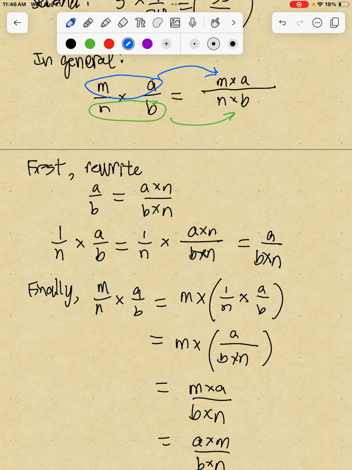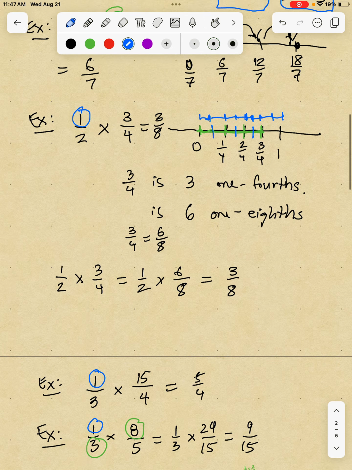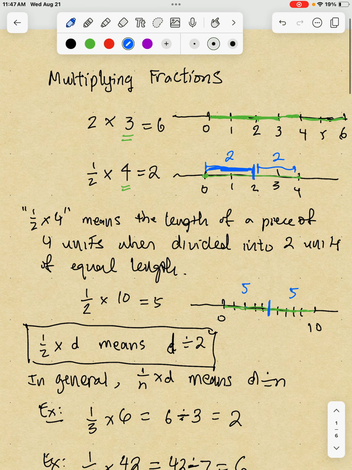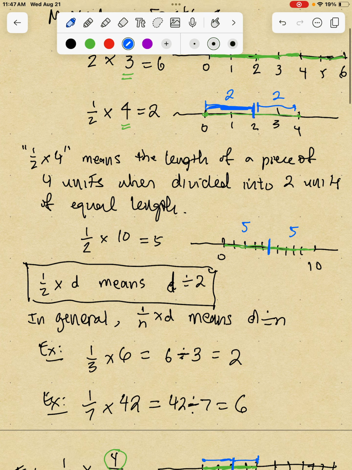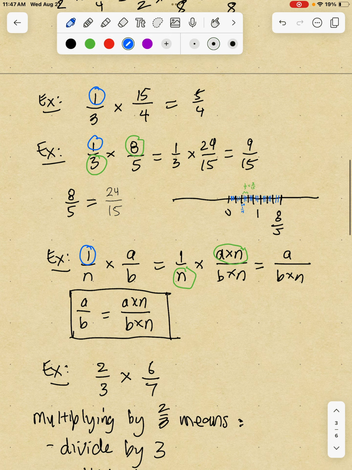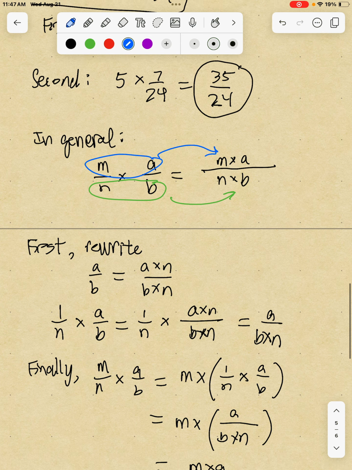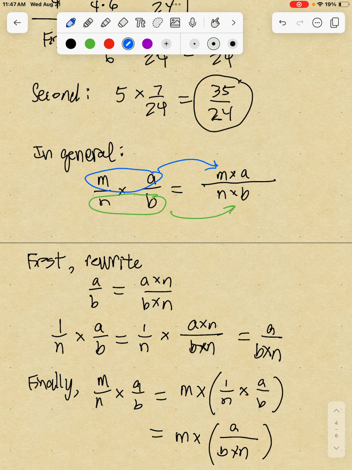And in fact, a lot of videos will just explain that's what you do to get the result. But why did we go through all this trouble of explaining all of this? Because you want to understand what you're doing, right? You want to understand that when you have m over n times a over b, what does this even mean?